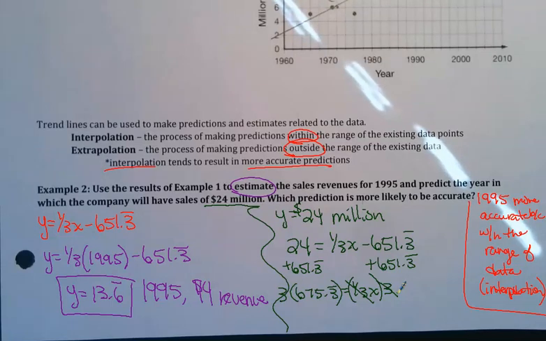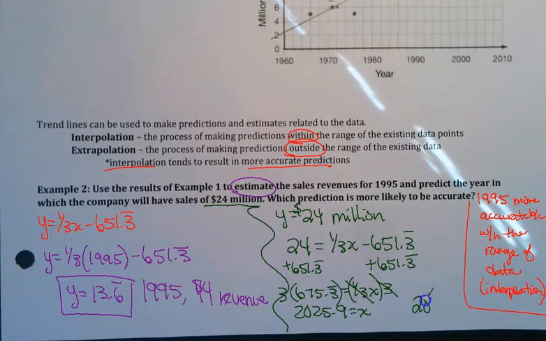675.3 repeating times 3 would equal what? 2025.9, isn't it? So it's an estimate. So about what year would that be? 2025.9 would be 2026. So in the year 2026, they would sell about $24 million of revenue is the estimate.